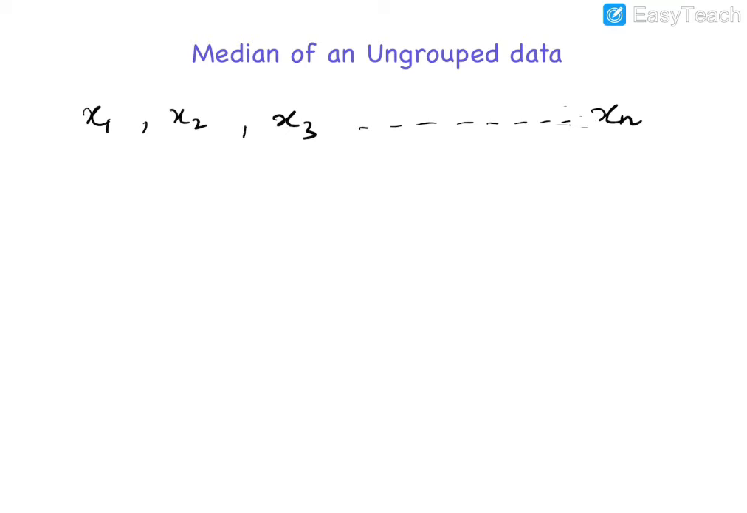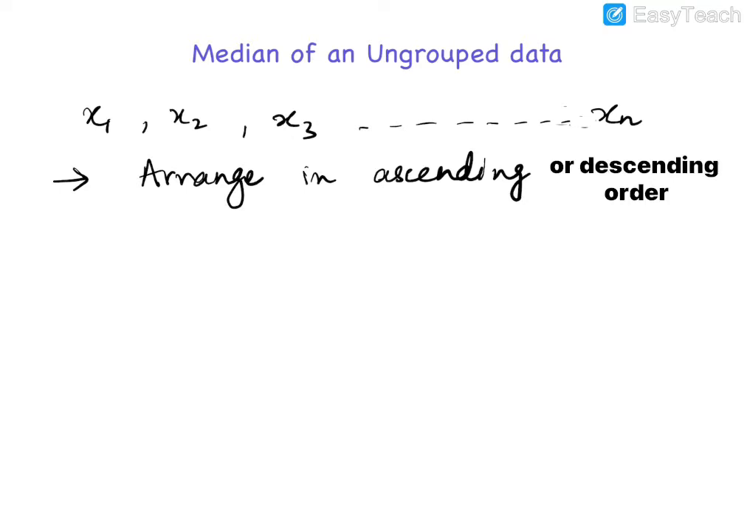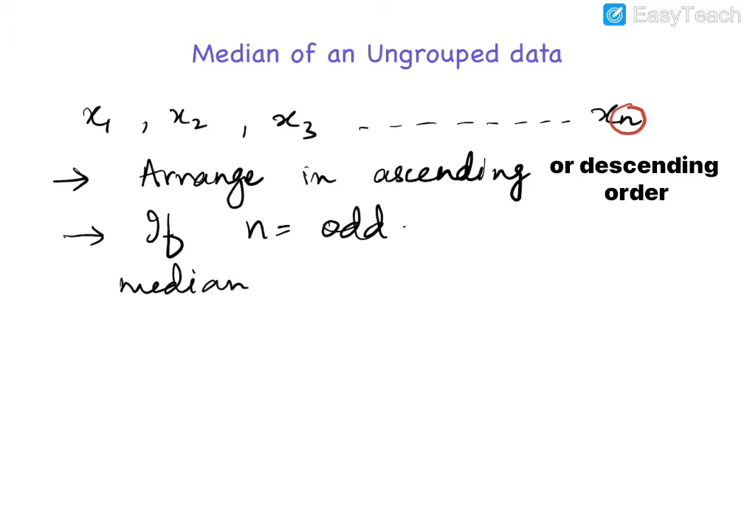Then the first step is to arrange this data in ascending order. Here n stands for the number of observations. So if n is odd, for example there are 9 observations, then the median is given by (n plus 1) upon 2th observation.